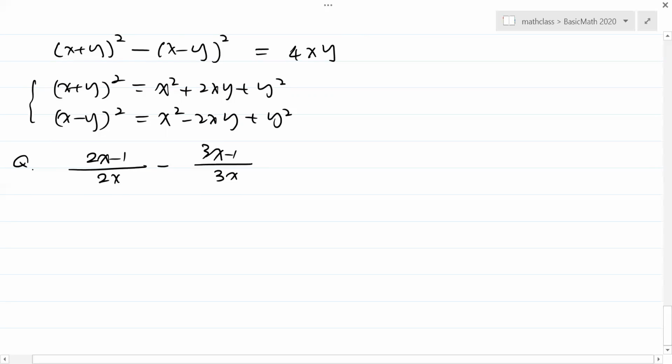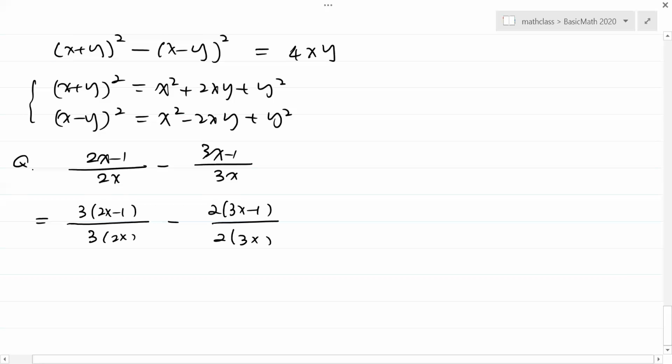Are you sure? Double check. Right. Well, they do not have a common denominator. The difference is 2 and 3, right? So you have to multiply the first one by 3, and the second one you have to multiply by 2, right?